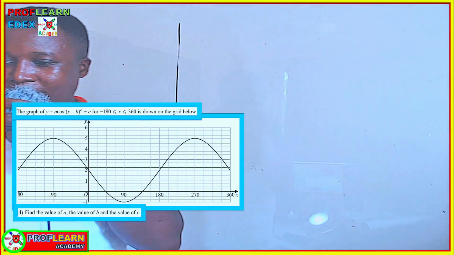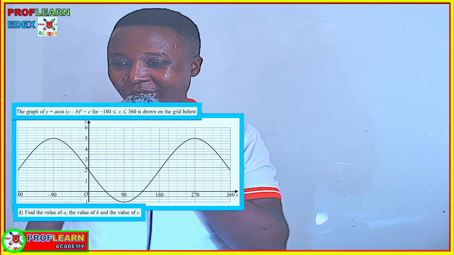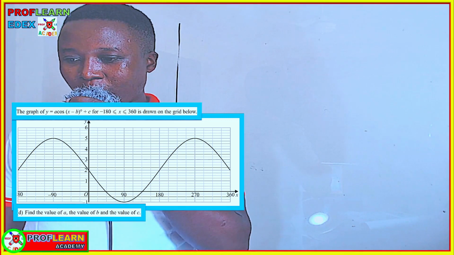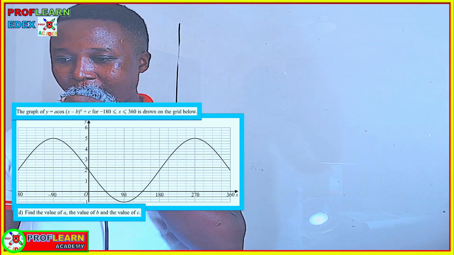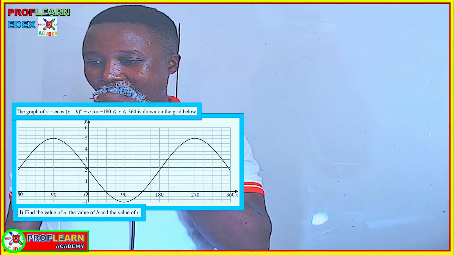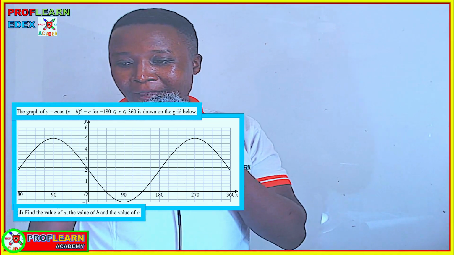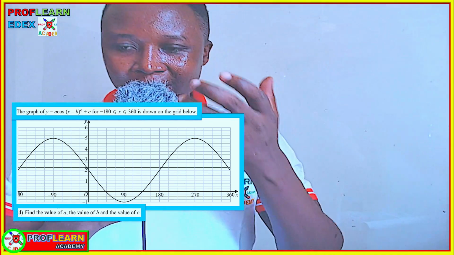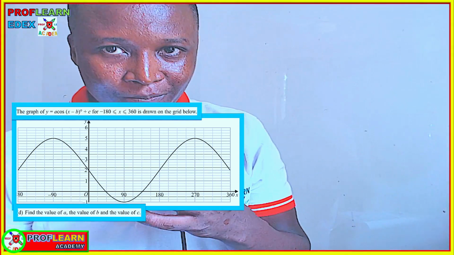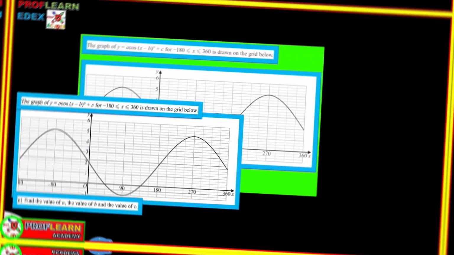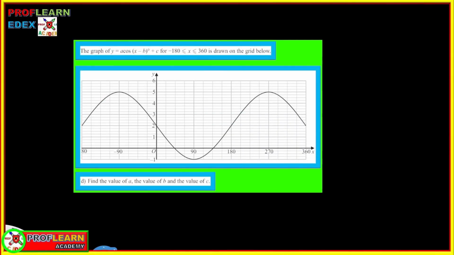The next topic is actually transformation, and we are given this question here. The graph y equals a cos(x minus b) plus c, that's given from negative 180 all the way to 360, is drawn on the grid, and then we are supposed to find the values of a, b, and c. Now we are going to go step by step. Given this kind of graph, we are supposed to find the values of a, b, and c.